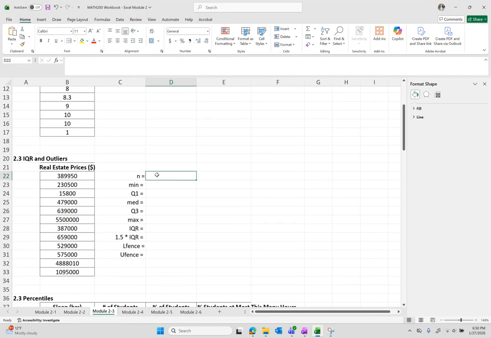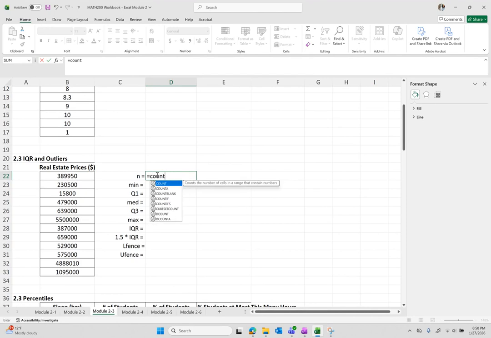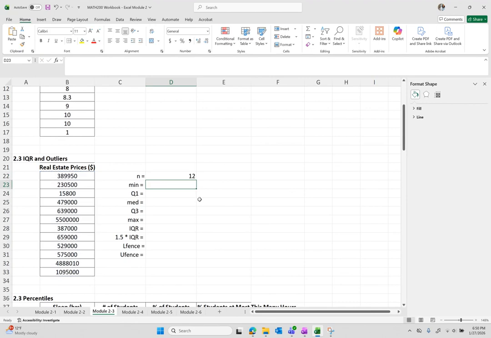To find n, you will use the function count. You need to press equal every time you want Excel to do math for you, to do computations. So count, and then it says, can you give me the values? You are going to highlight these, B22 colon B33, and it's going to count them: 12. And then to find the minimum, equals quartile, and we will choose to include everything because we have a very small data set of 12 values.